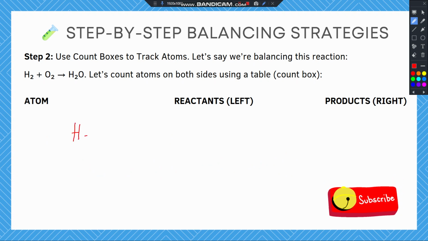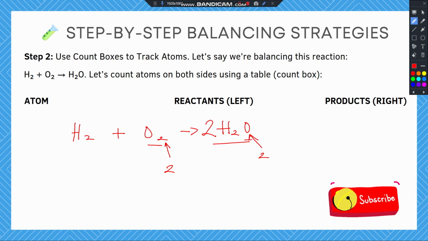We have H2 plus O2 giving us 2H₂O. So we have a coefficient of 2 in front of H₂O to make sure oxygen is balanced on both sides. So if we check out our equation now, we can see that oxygen has 2 atoms on the left side and 2 atoms on the right side. So after each change in the coefficient, you have to make sure that you count the number of atoms that are present for each element.